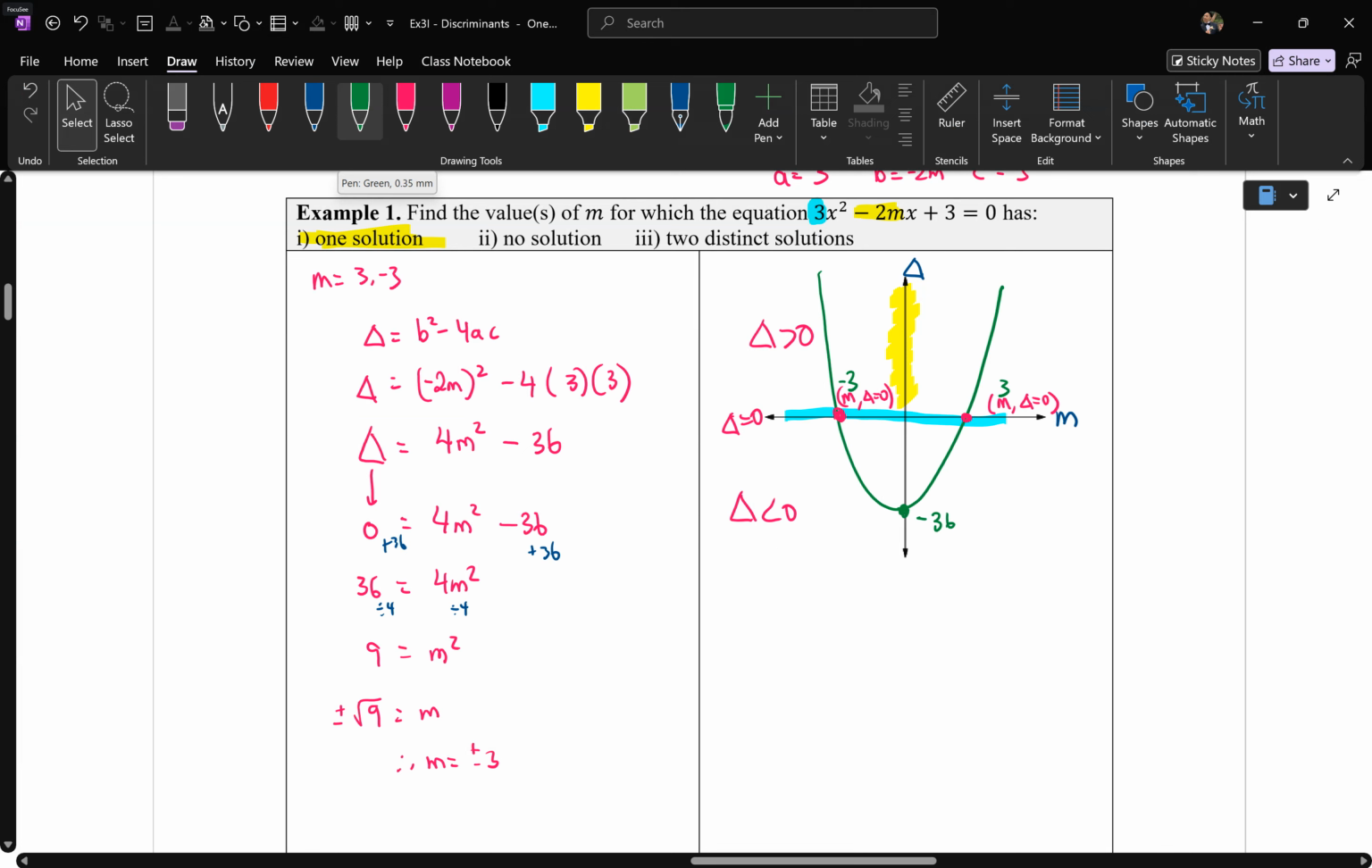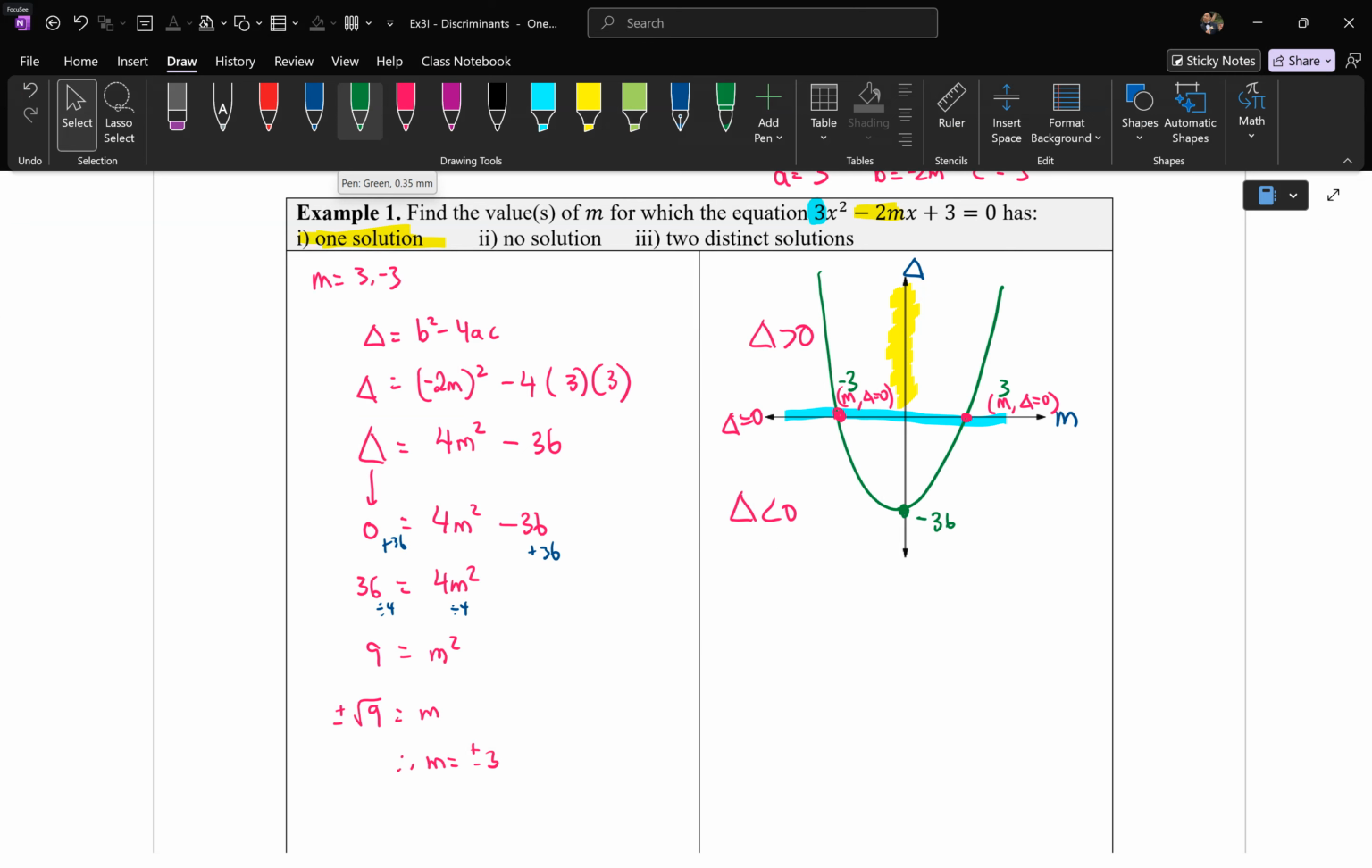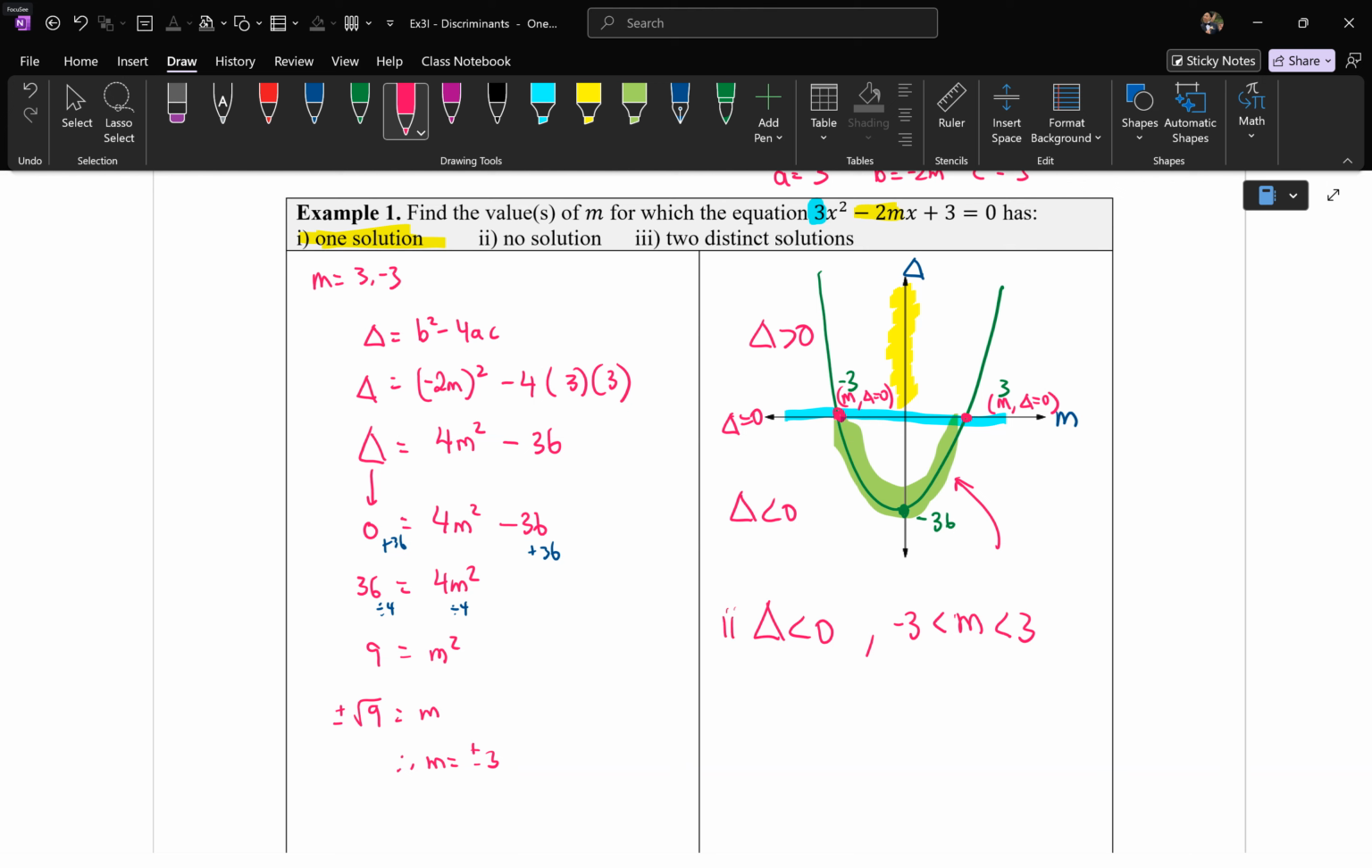Once you've got this graph, these 2 points, -3 and 3, is when it's exactly 0. So if they ask you no solutions, well, where's no solutions? Down here. This is when the part of the graph will have discriminants less than 0. That's the discriminant axis. This is when discriminant is negative. So any values that you choose between -3 and 3, so this is why it's similar to exercise 3G, your ability to read the inequalities here. If you want discriminant to be less than 0, clearly the graph is between, m needs to be between -3 and 3. That's part number 2.